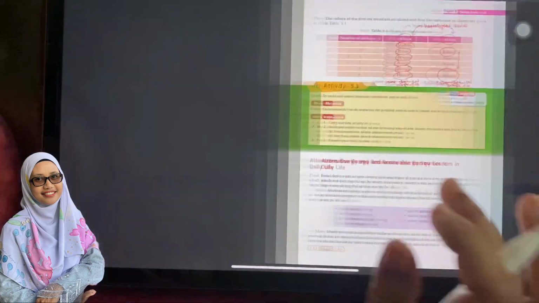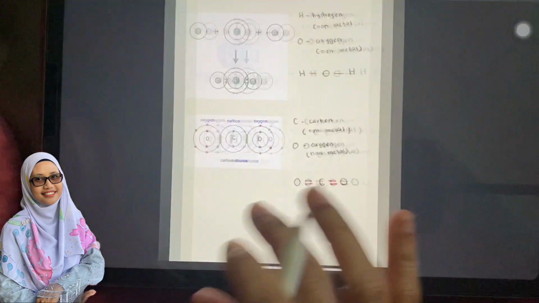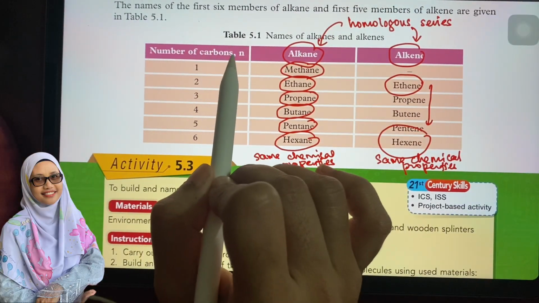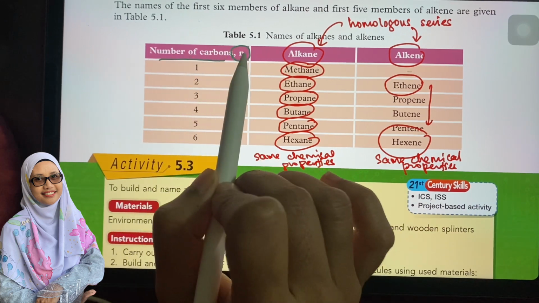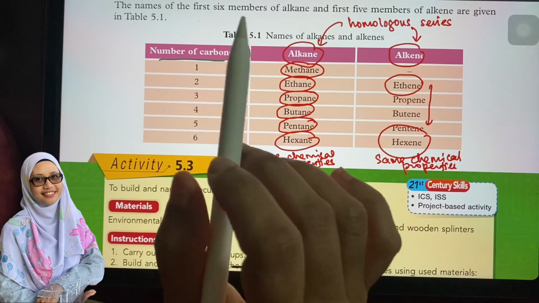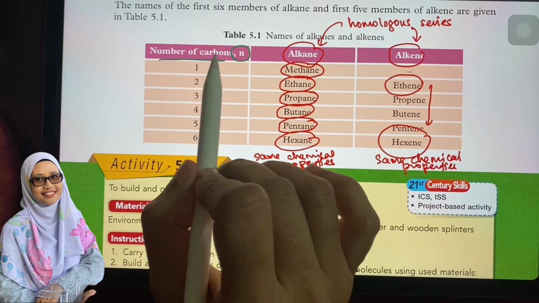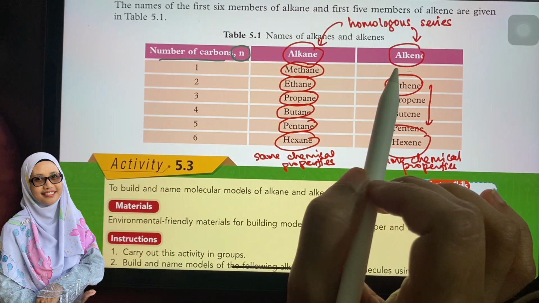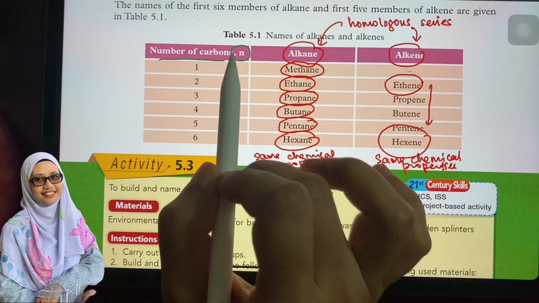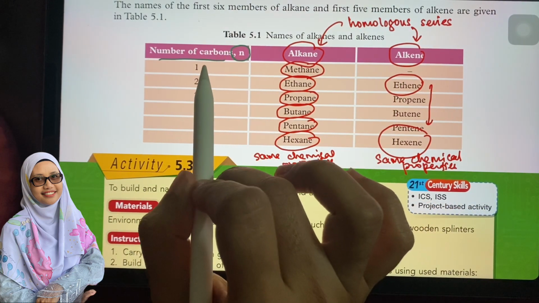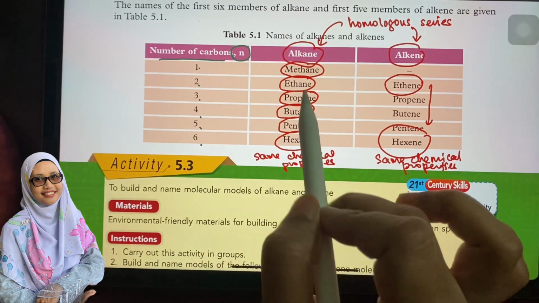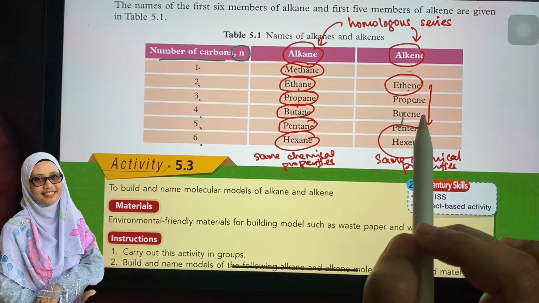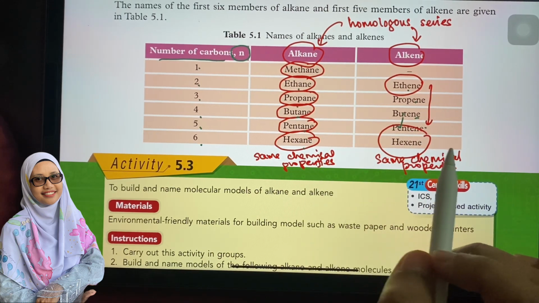Okay, so now we go back to our page. This is the example of alkene. What does n represent? n is the number of carbon. With carbon 1 we have methane, but we don't have an alkene. Alkene can only be formed if it starts with 2 carbons. So for 1, 2, 3, 4, 5, 6 carbons we have different names: ethane, ethene, propane, propene, butane, butene, pentane, pentene, hexane, hexene.